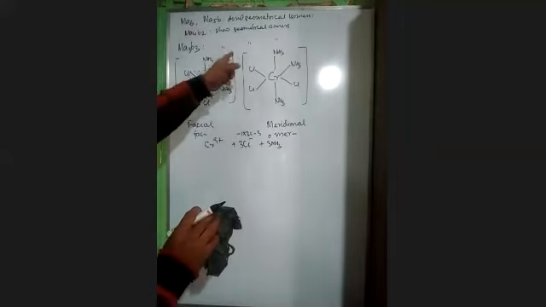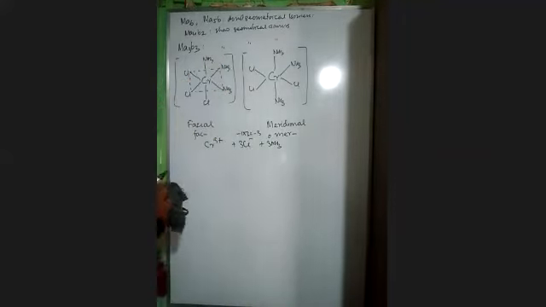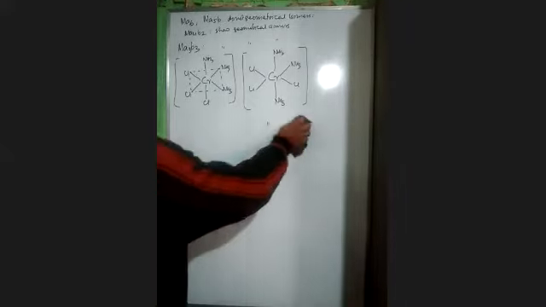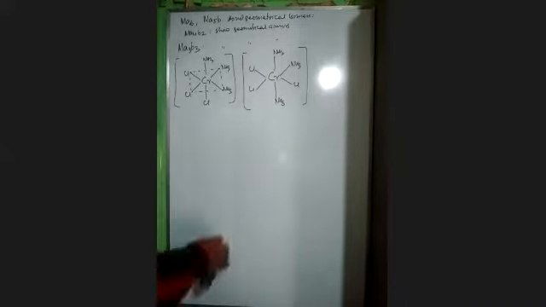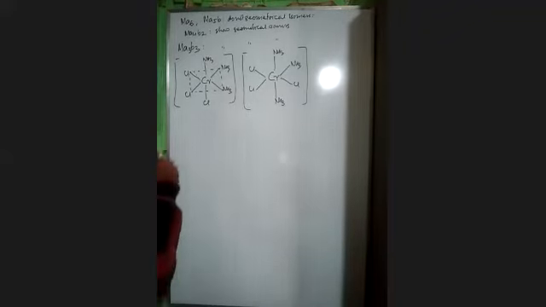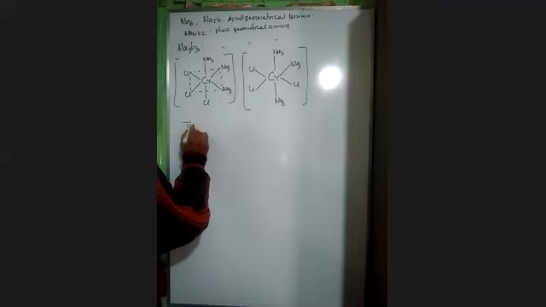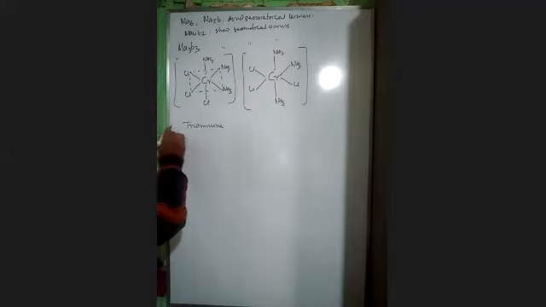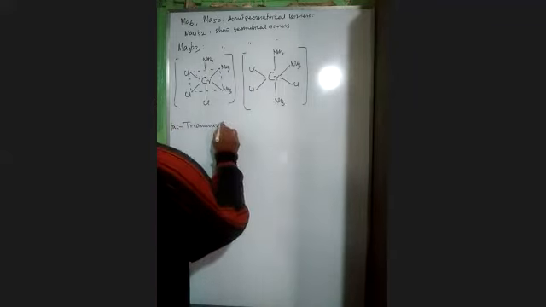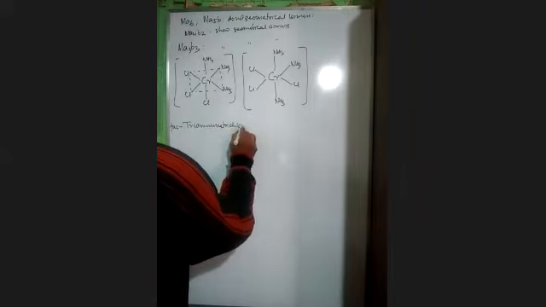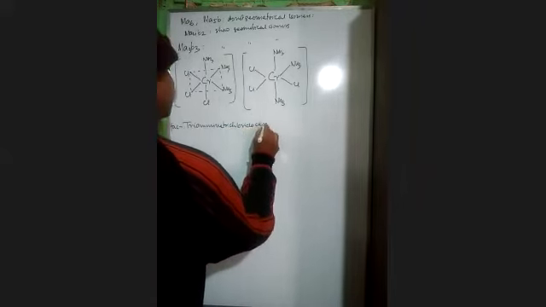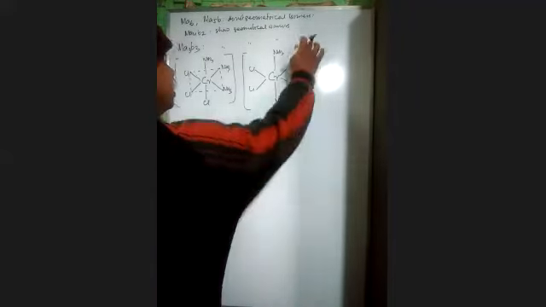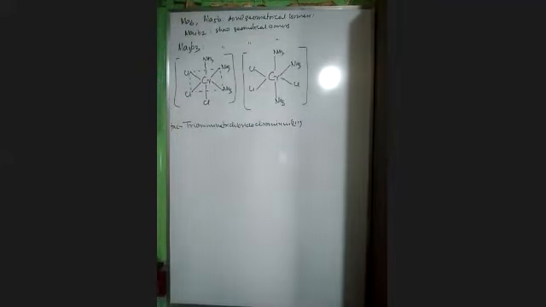See, I did not write anything here now. If I don't write anything here, it means it is a neutral molecule. So it will be triamine, trichlorido, chromium 3. If you write it otherwise, we will be wrong. Here the name will be FSC. Triamine, trichlorido, chromium 3. See, there is no charge outside. You don't have any charge and you don't have any counter ion outside.